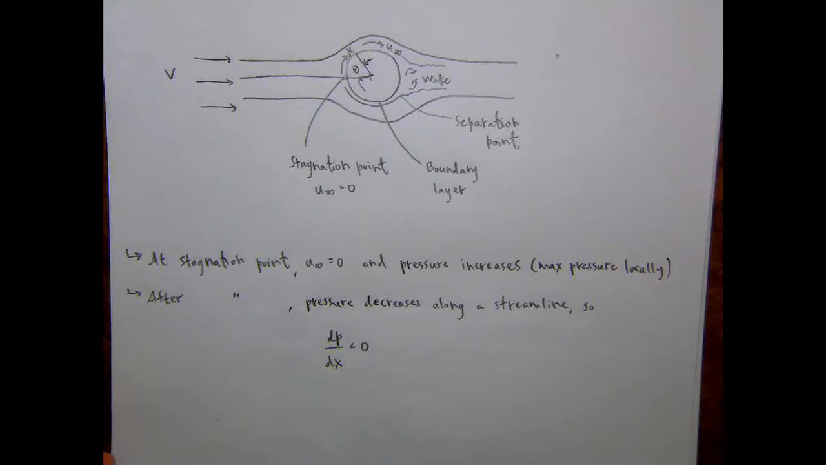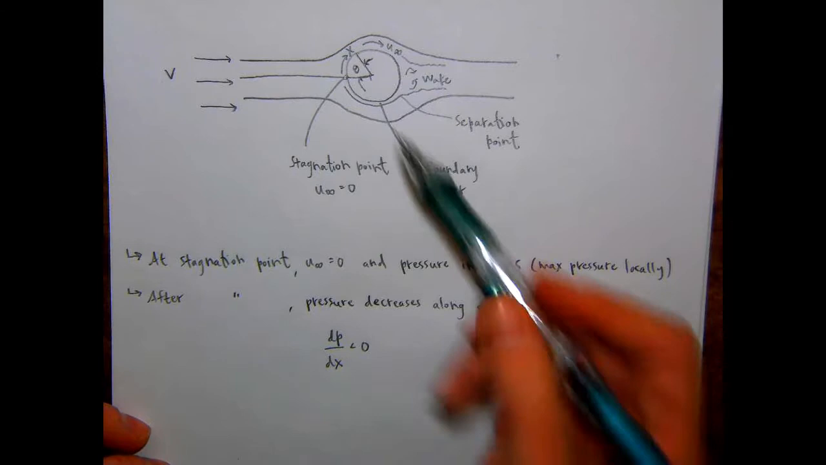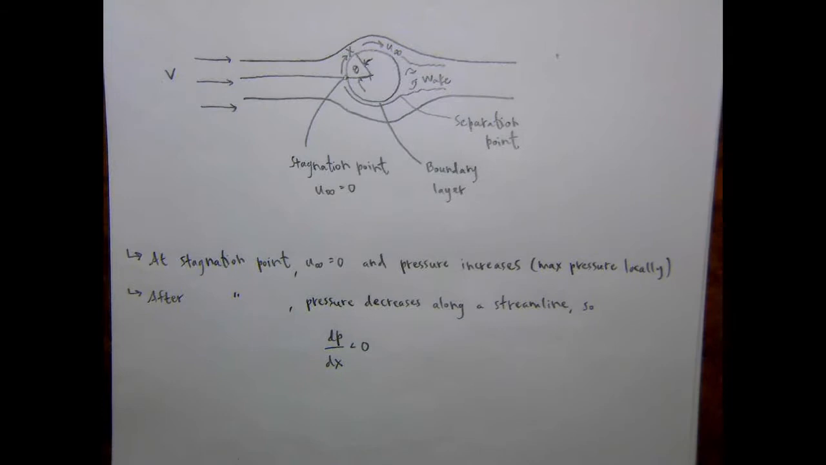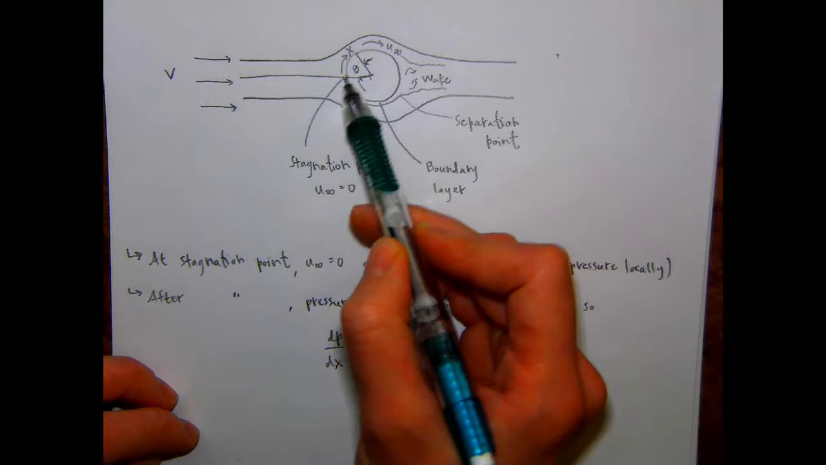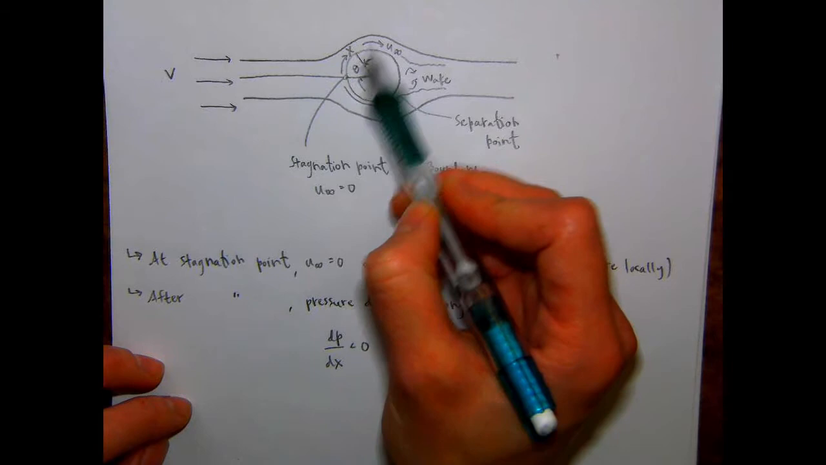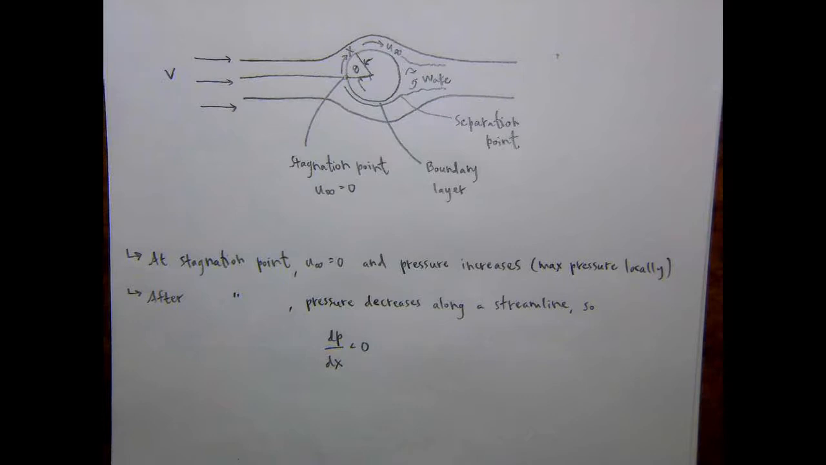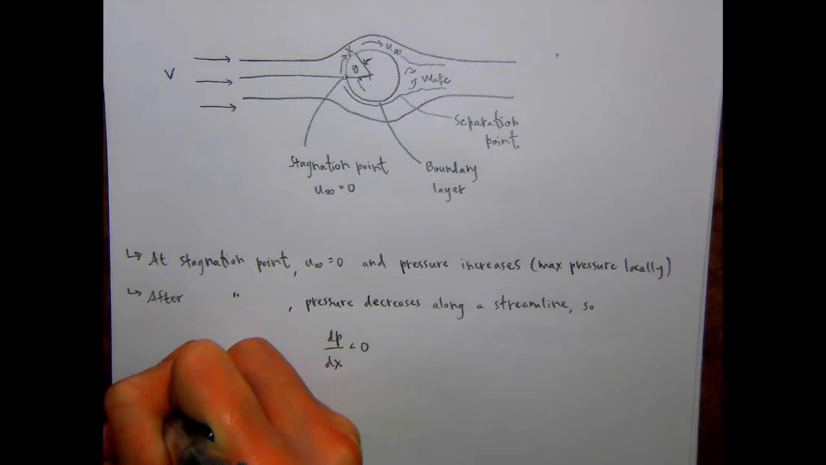And so that gradient is negative, and this is actually known as a favorable pressure gradient because it's working to accelerate the fluid. So the pressure and fluid gradients are reverse of each other. If you have a really high pressure here and a lower pressure here, it's going to be pushing the fluid. So you're actually accelerating the fluid around the front of the cylinder with this favorable pressure gradient. Okay, so we'll say this is a favorable pressure gradient.